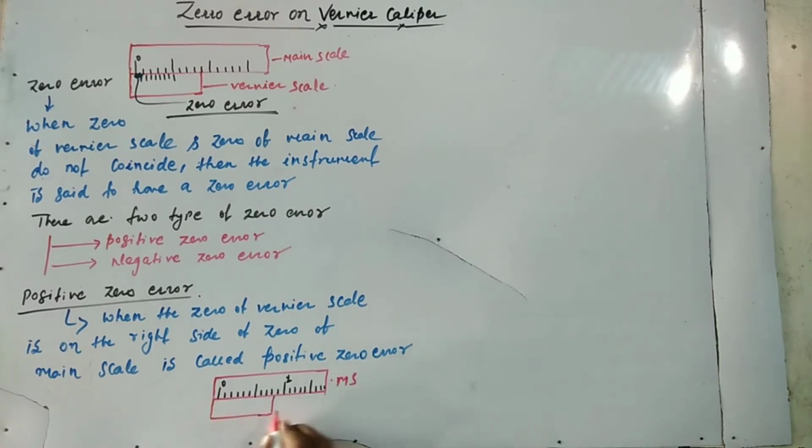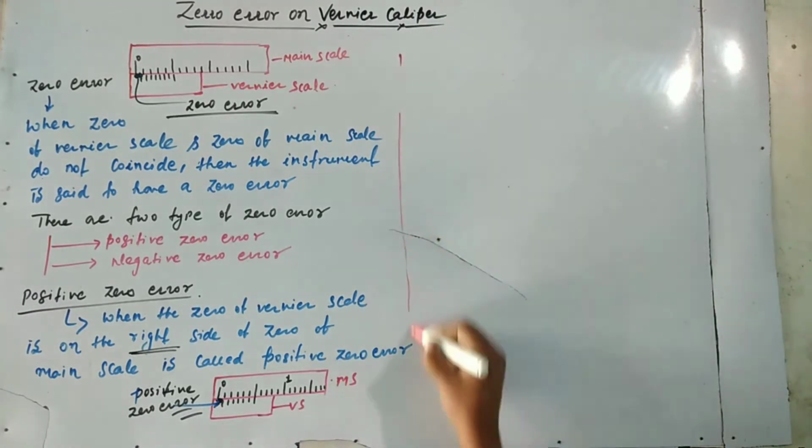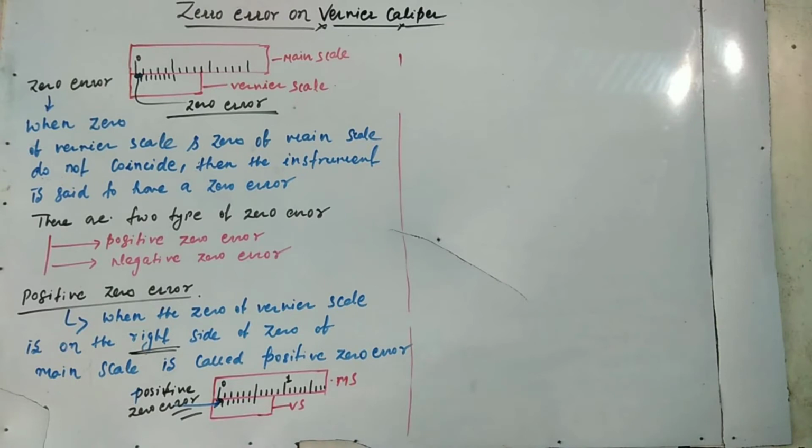Now we will see the positive zero error. For this vernier scale, 0 will start after the main scale 0. That means this gap between the main scale 0 and the vernier scale 0 is called positive zero error. You can see the vernier scale 0 starts after the main scale 0. It means the vernier scale 0 is on the right side of the main scale 0. So it is positive zero error.